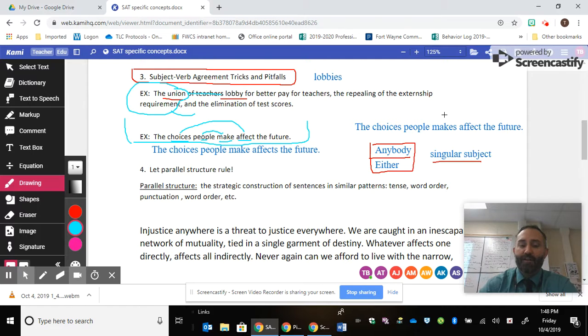Those are some things that are possible to be tested on the SAT, and I've seen them on a couple of the practice tests. Nonetheless, subject-verb agreement is a big-time thing that will be on the SAT, and you will be tested on it during the writing and language portion.